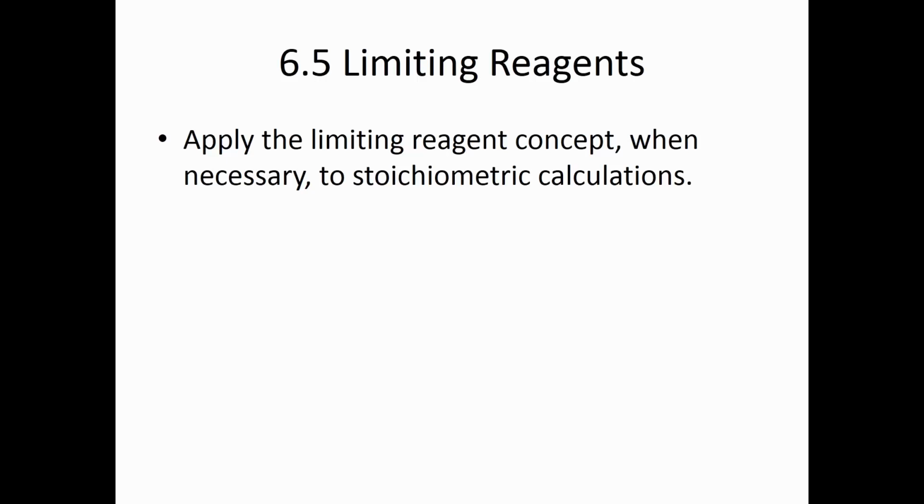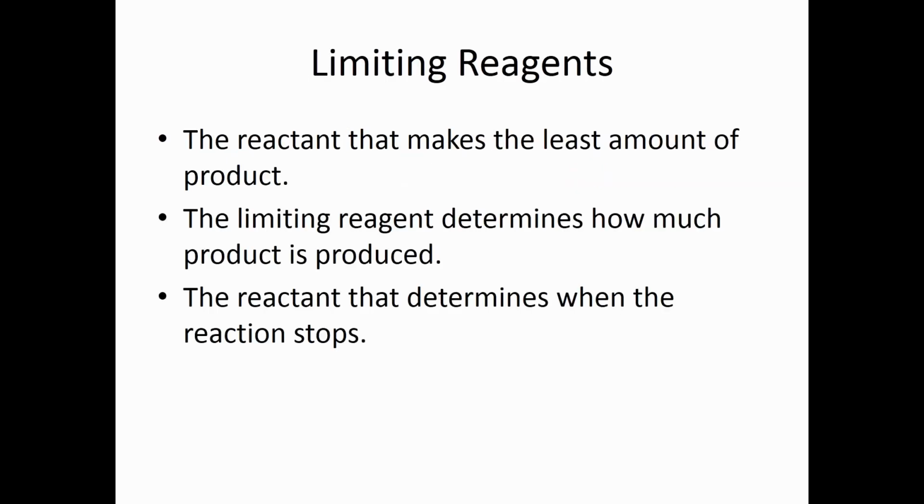The learning objective for this section: apply the limiting reagent concept when necessary to stoichiometric calculations. What is the limiting reagent? Whichever reactant would lead to the least amount of the product is referred to as the limiting reagent. This reagent will determine how much of the product is produced. When the limiting reagent is used up, the reaction stops and does not proceed any further, even if you have more of other reagents.